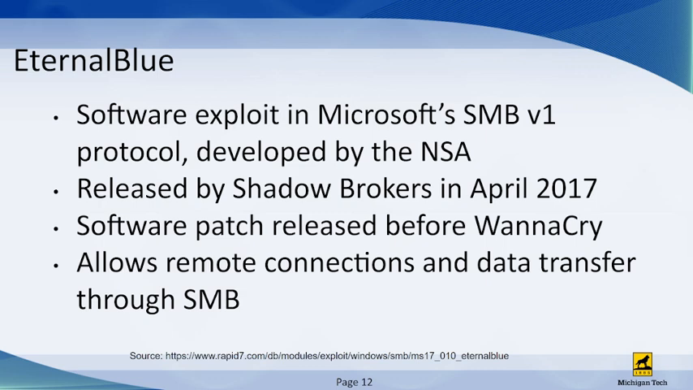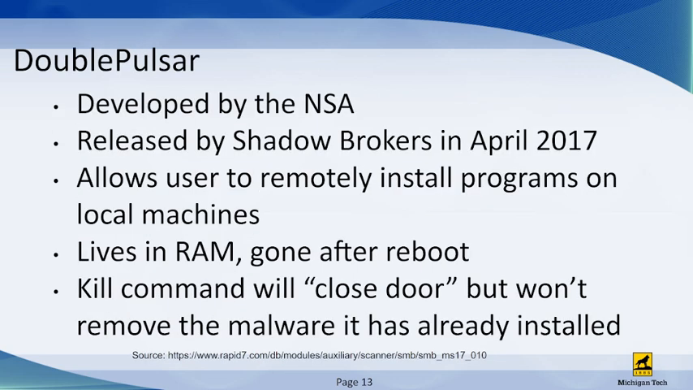EternalBlue is an exploit in Microsoft's SMBv1 protocol, which was developed by the NSA. It was leaked by Shadow Brokers in April 2017. Microsoft released a patch before the WannaCry attack, but many systems remained unpatched around the time of the attack. EternalBlue allows remote connections and data transfer through SMB, helping WannaCry spread. I like to think of this as the boat that it rode. Now, what was inside the boat?